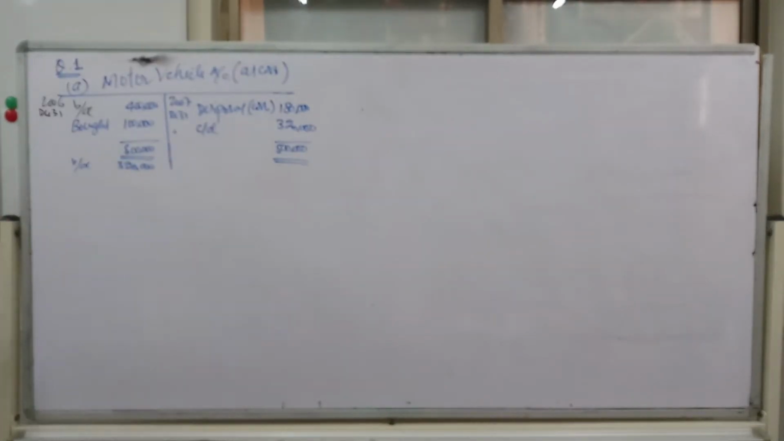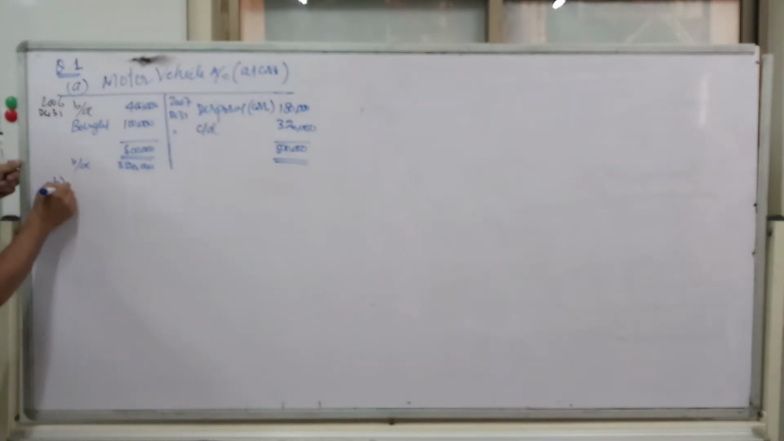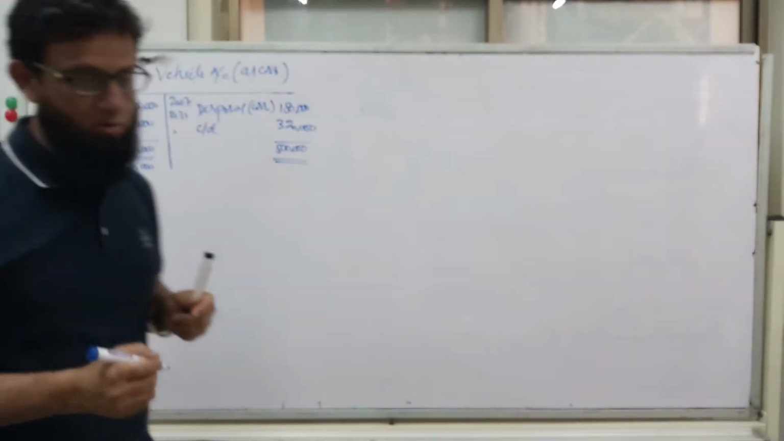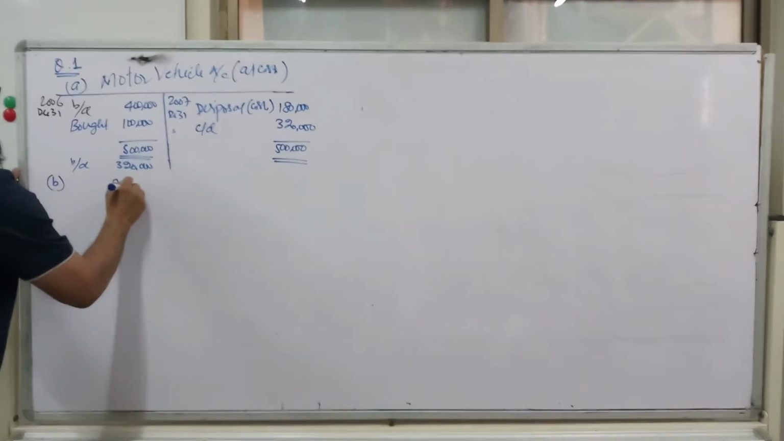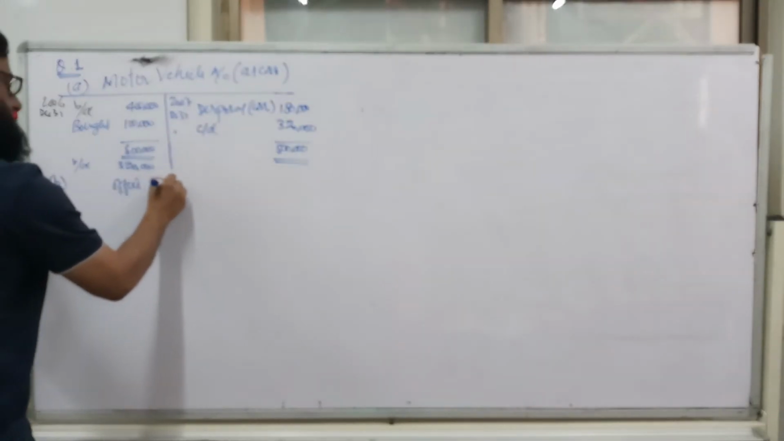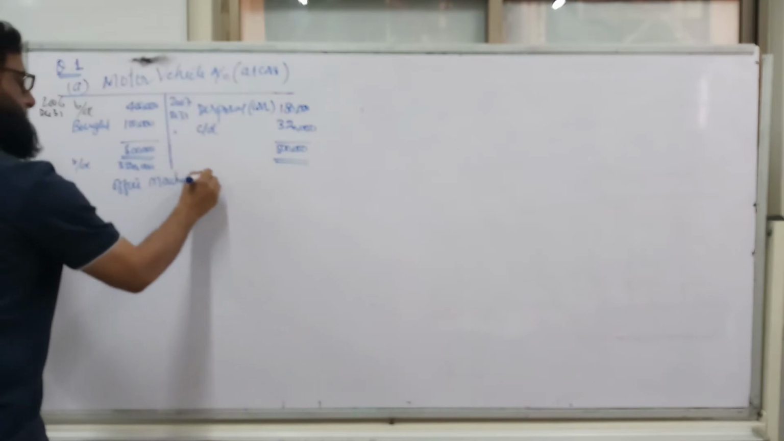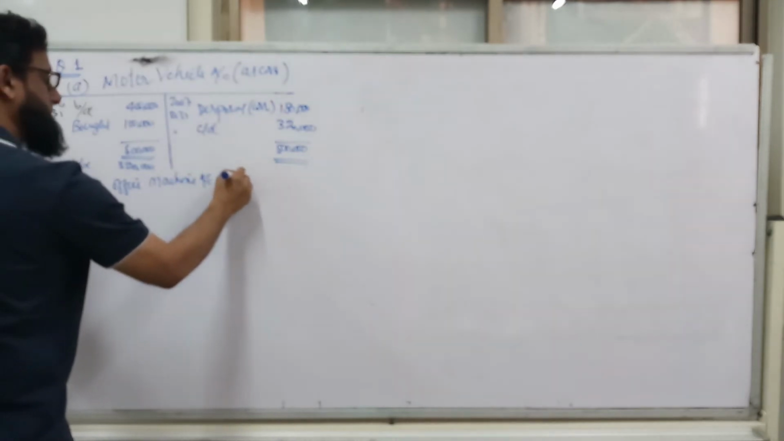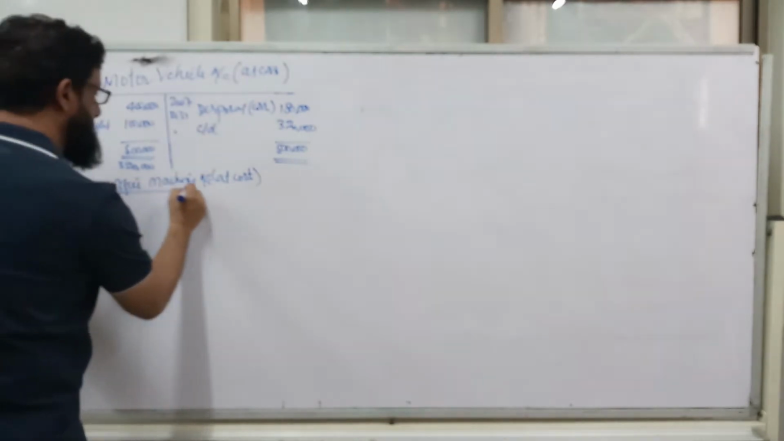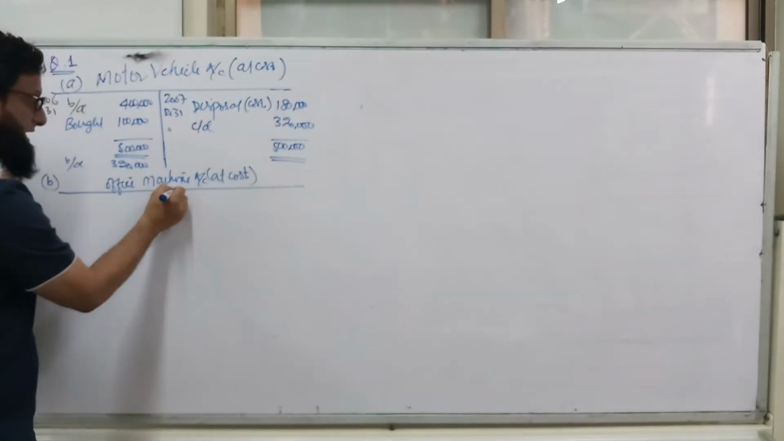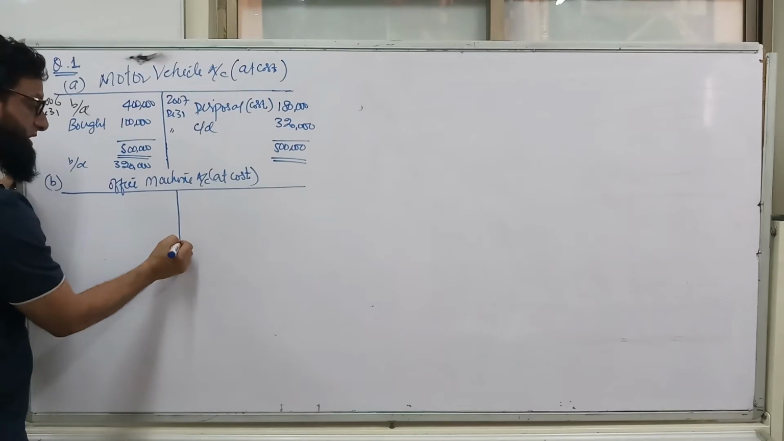Right. Now, if you see the second requirement, number B, which is office machine account at cost. Office machine account at cost. Why am I writing at cost? Which means office machine asset account can be prepared at cost or at net book value also. Same you can apply the formula here.